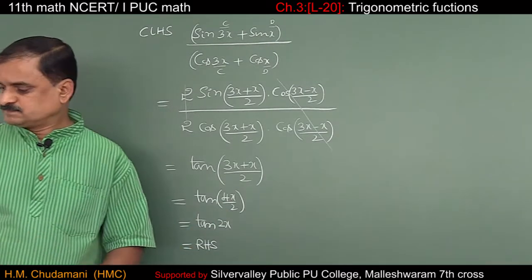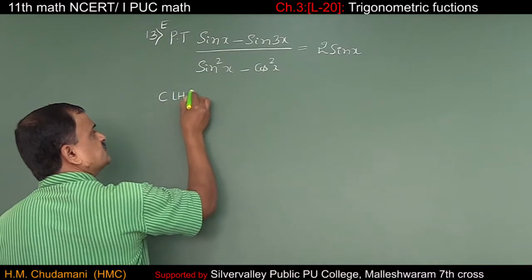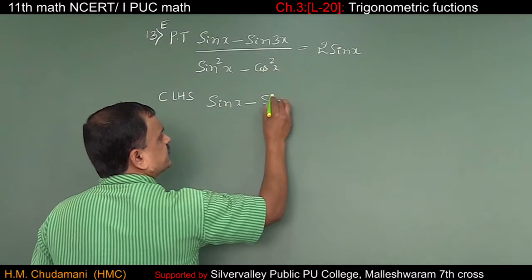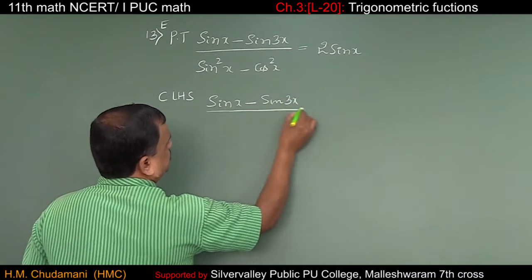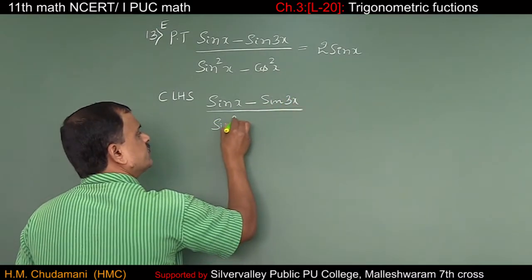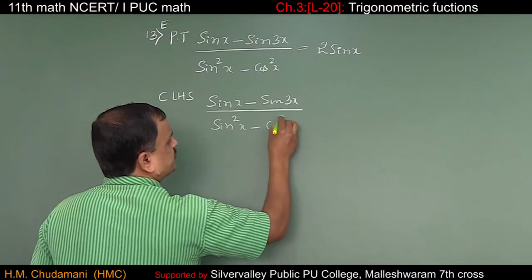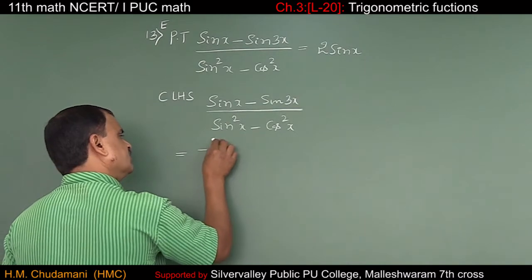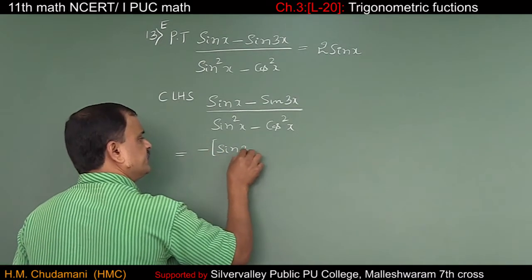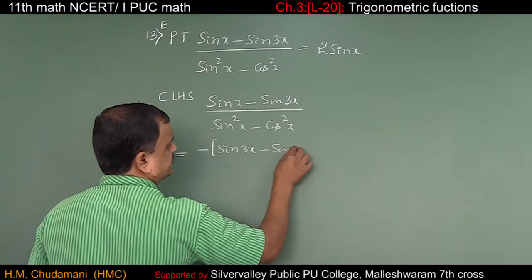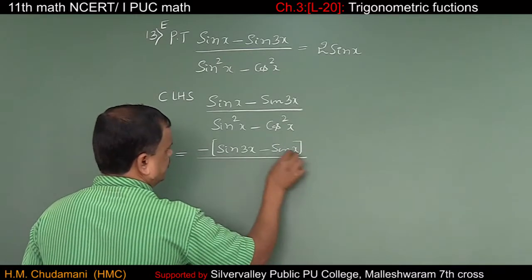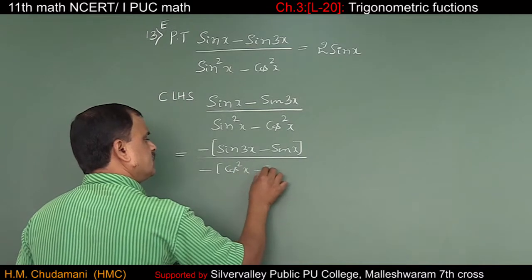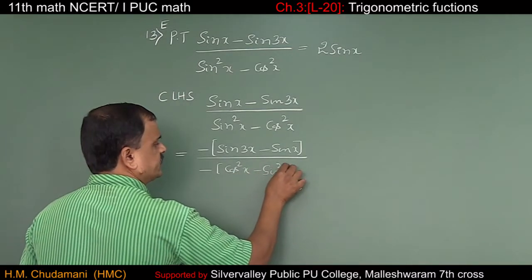Okay. So consider the left hand side. Sin x minus sin 3x divided by sin square x minus cos square x. I just take minus common here. This becomes sin 3x minus sin x whole divided by, even here also I'll take minus common, cos square theta minus sin square theta.